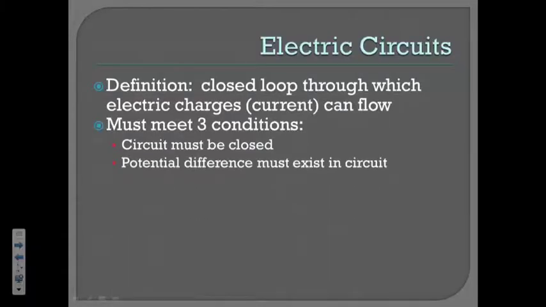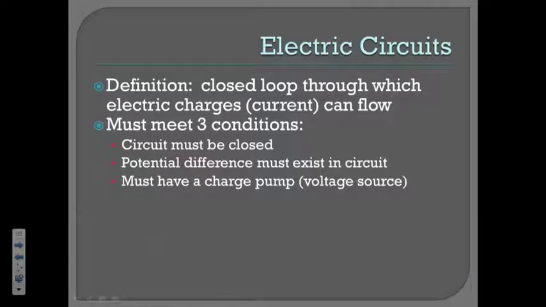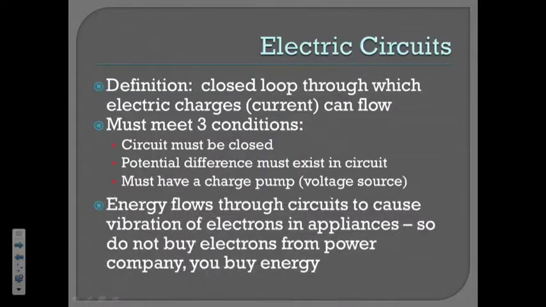The second thing that the circuit must have is a potential difference. So the power source that is put into the circuit must have more electrons on one side than the other. That way the electrons will want to flow through. So there must be some sort of potential difference in the circuit. And last but not least, there must be some sort of voltage source, such as a power plant or a battery or something like that, that can create a pump or some sort of charge movement in the circuit.